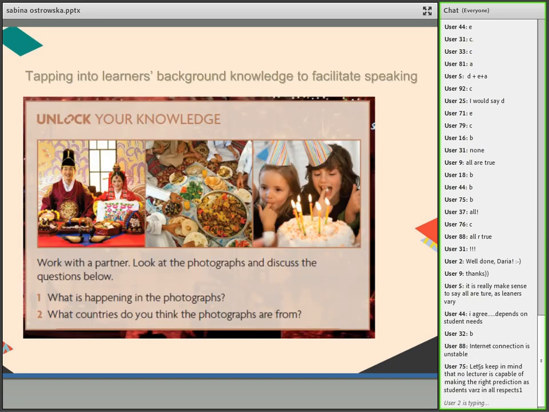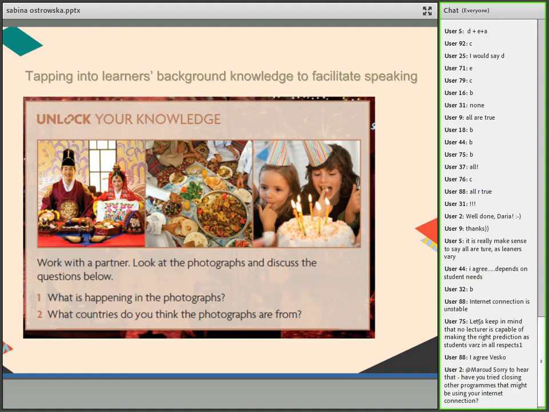So here are some examples of how we can facilitate speaking. Here I use photography because I really like it. I used to study photography in high school, and I like modern photography. It's quite amazing. But for example, here we have a topic of celebrations. So we can teach the word celebrations.